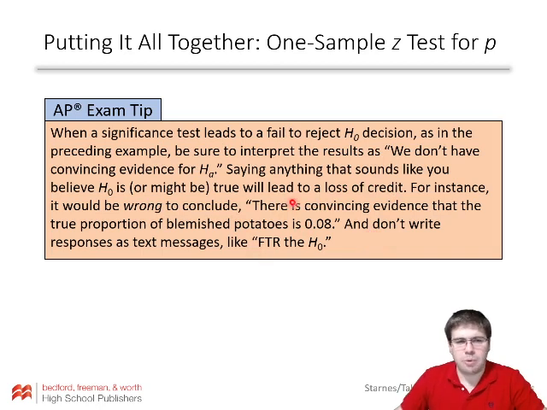So it would be wrong to conclude there is convincing evidence that the true proportion of blemished potatoes is 0.8. We never accept the null hypothesis or prove it true or something like that. And then don't write out words, you write out that sentence. Don't write FTR the H0 like a text message. What does that even mean? Don't make your reader try and decode that, because it might be bad. I think they're trying to say fail to reject the null hypothesis. So don't write that.